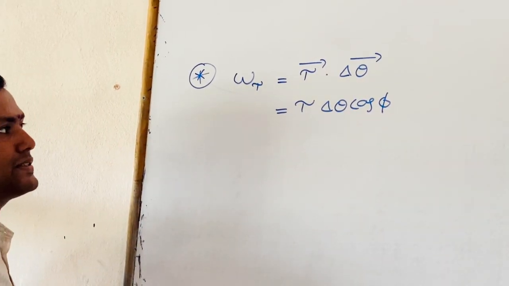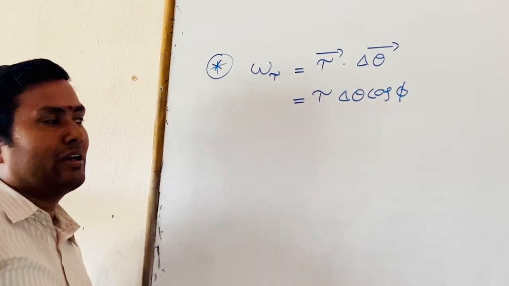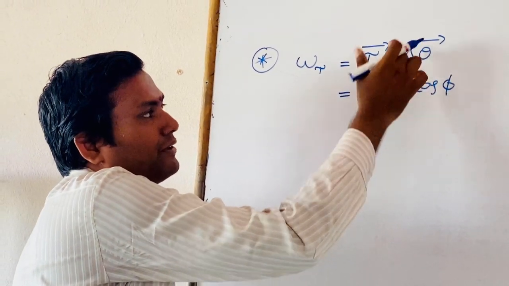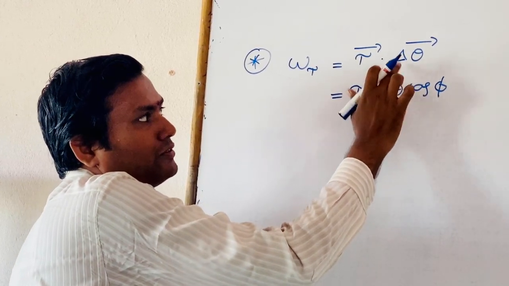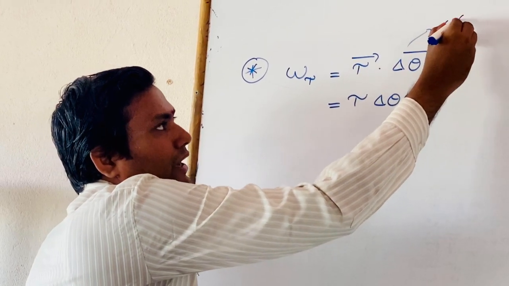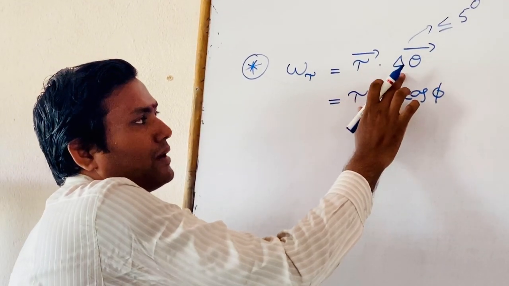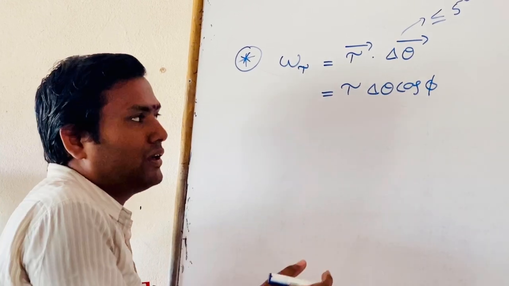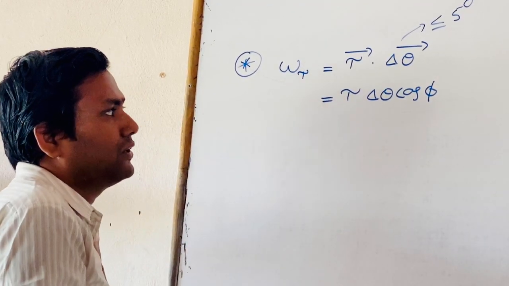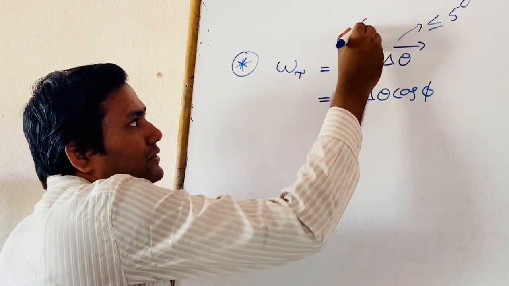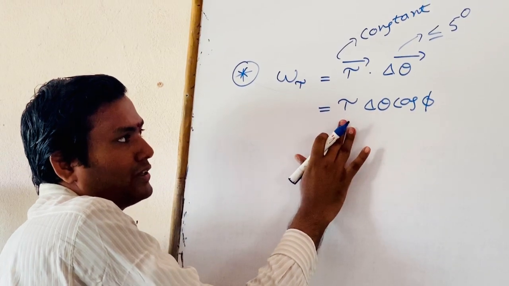Suppose here tau is a vector, and angular position is also a vector. This angular displacement we can define as the change in the angular position. But according to rotational motion, only when this delta theta is less than or equal to 5 degrees can we treat delta theta bar as a vector. At that time we can define the work done by the torque as per this relation. Here this torque is what type of torque? This is constant. This relation we have defined for general motion.